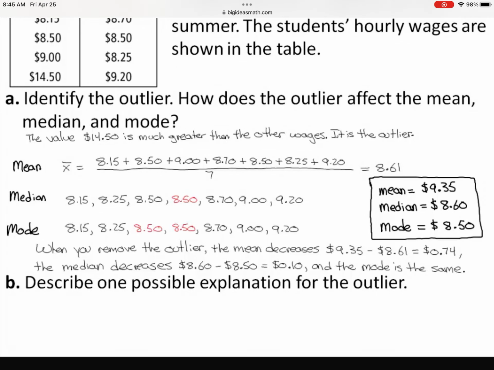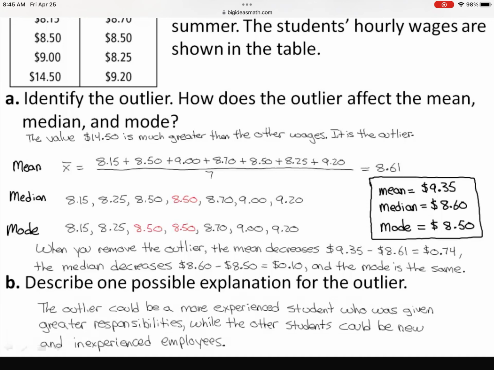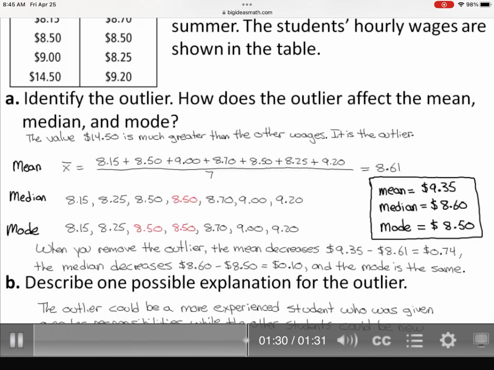Part B. Describe one possible explanation for the outlier. The outlier could be a more experienced student who was given greater responsibilities, while the other students could be new and inexperienced employees.